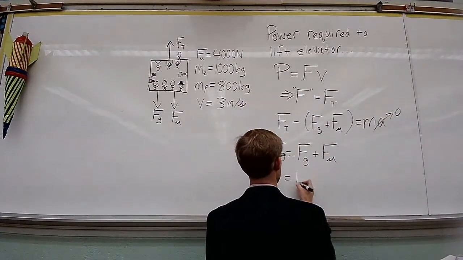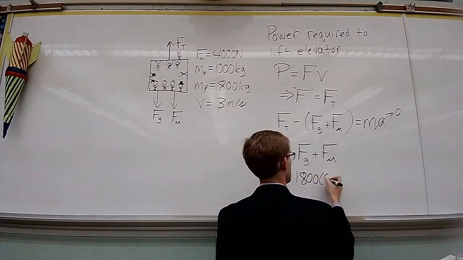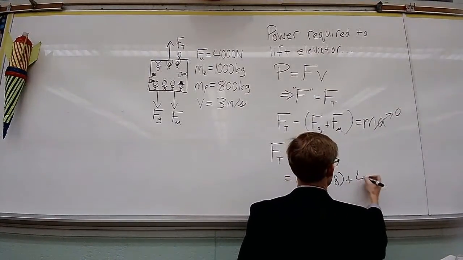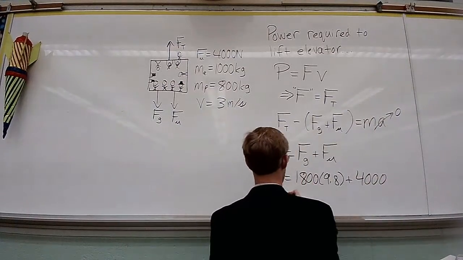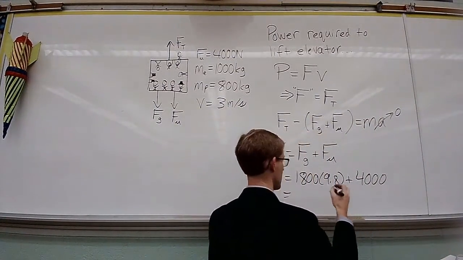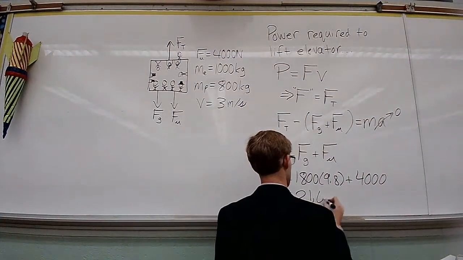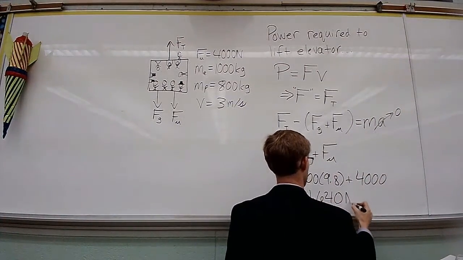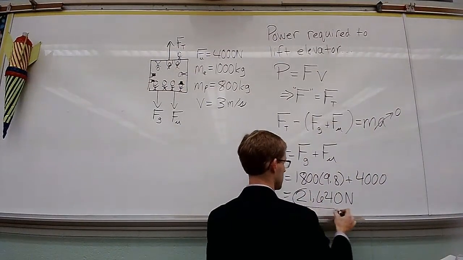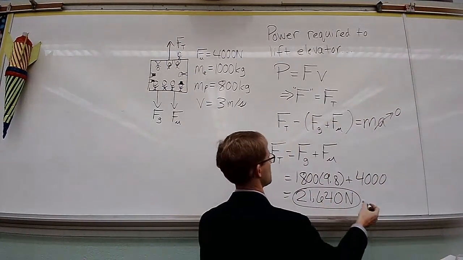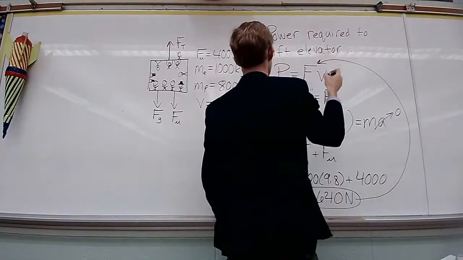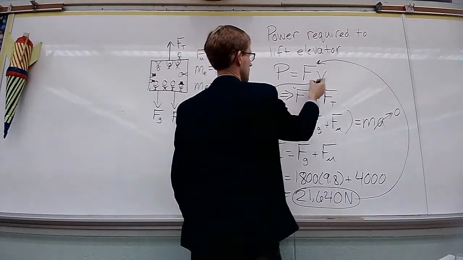So it's 1,800 times 9.8 plus the force of friction, which is 4,000. And out of that magical equation, you're going to end up with 21,640 newtons. So that would be your tension force. In order to figure out what your power is, you take that number and plop it in right here. And of course your velocity finds its way there.